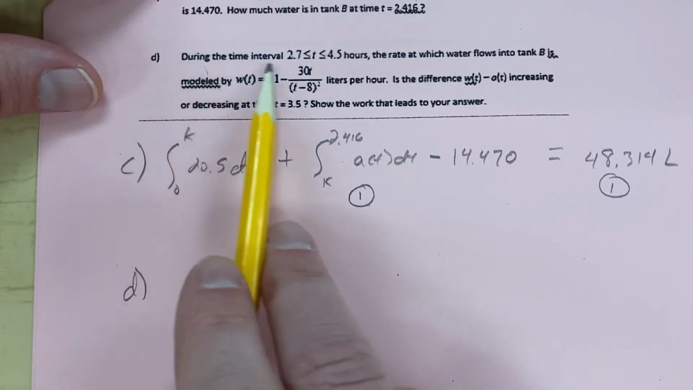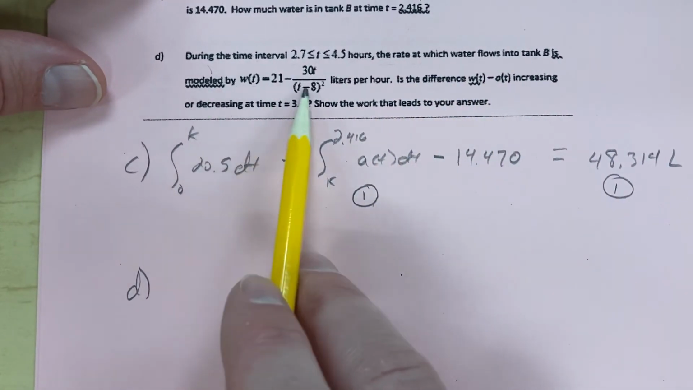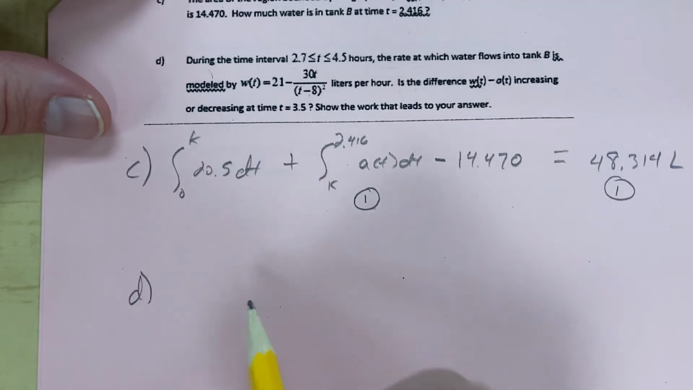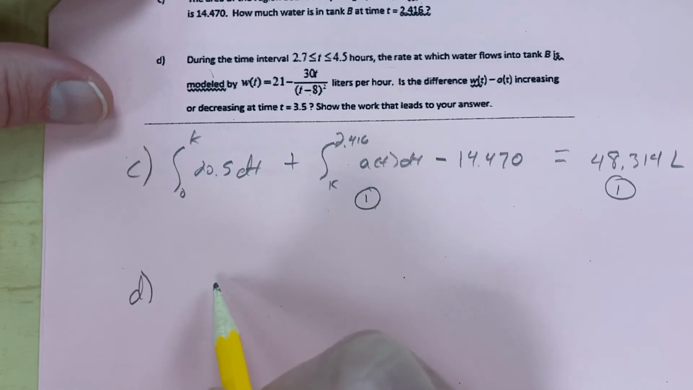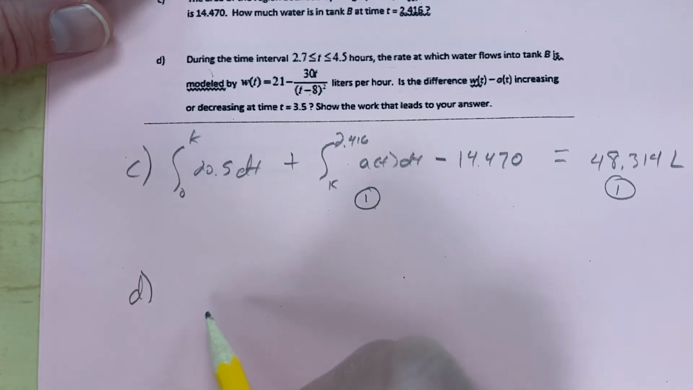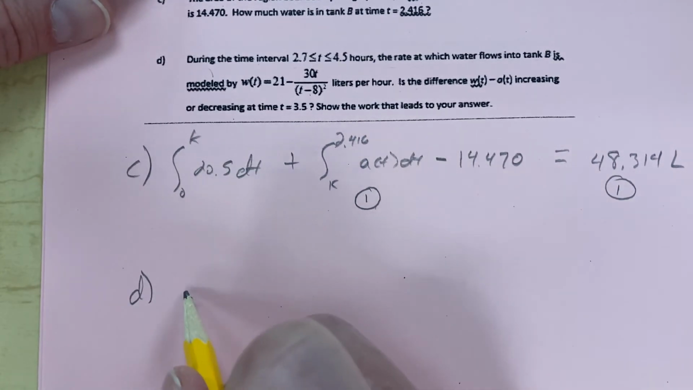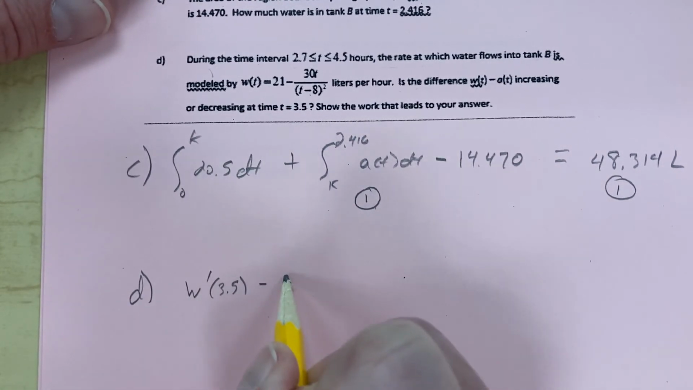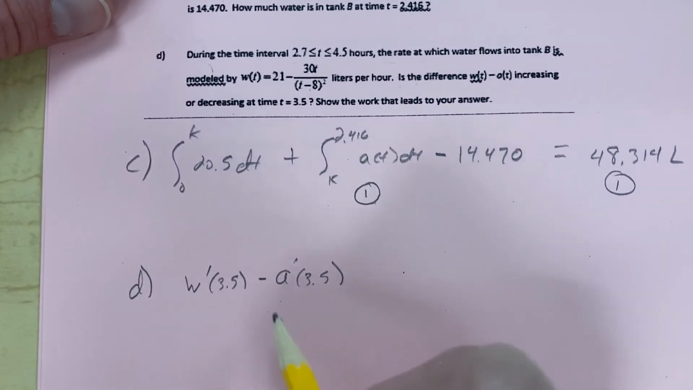And then this says, during the time interval, the rate water flows into tank B is modeled by this equation. Is the difference increasing or decreasing at time 3.5? So anytime you have an equation and you want to figure out whether it's increasing or decreasing, you're talking about its derivative. So you want to take the derivative of W minus the derivative of A, and you want to see what's going on there.